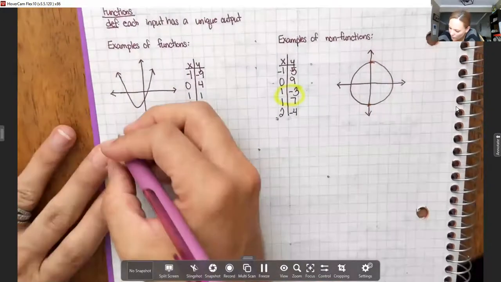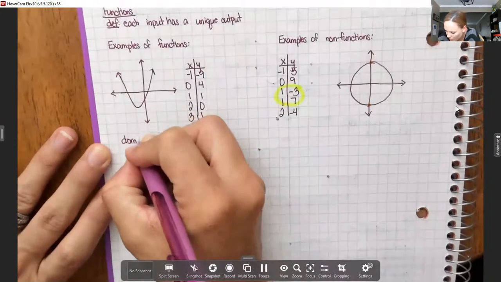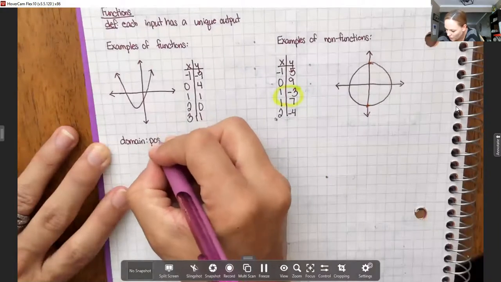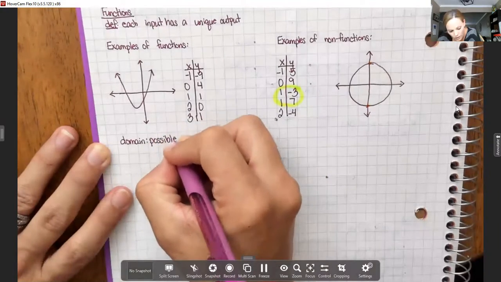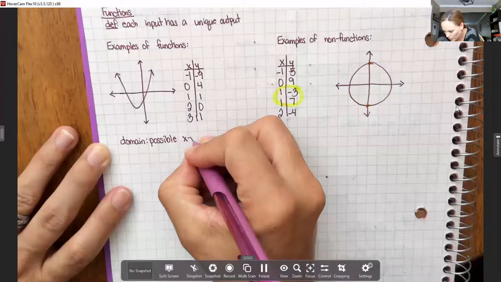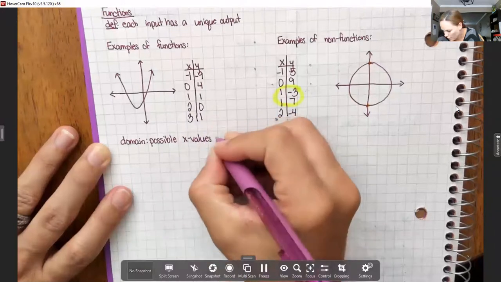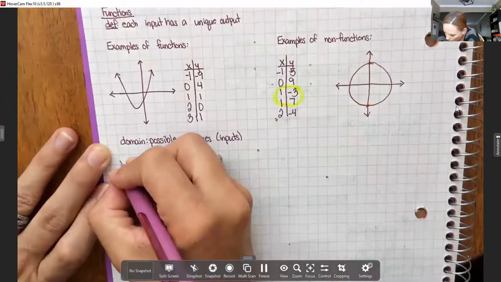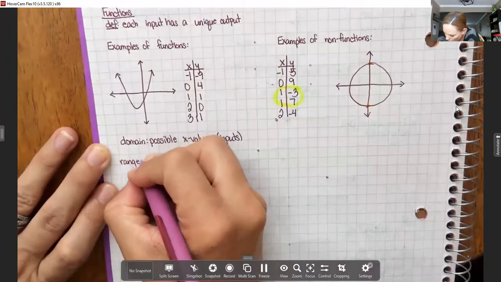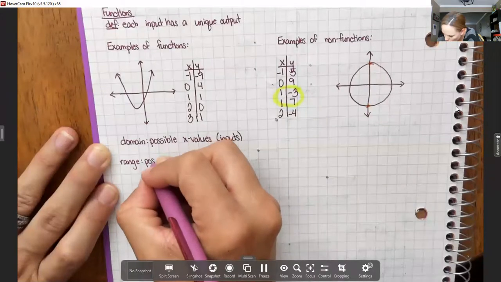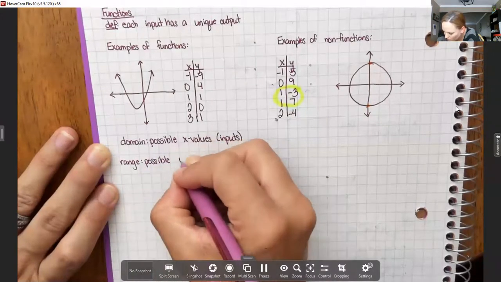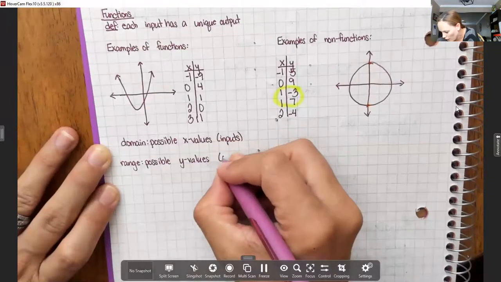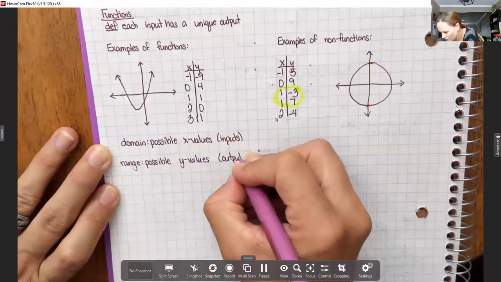And then we just went over this, but I didn't necessarily write it down. Remember, domain is the possible x values, or the inputs. And then the range is the possible y values, or the outputs.